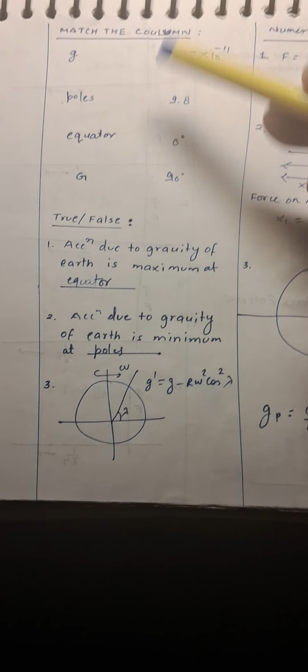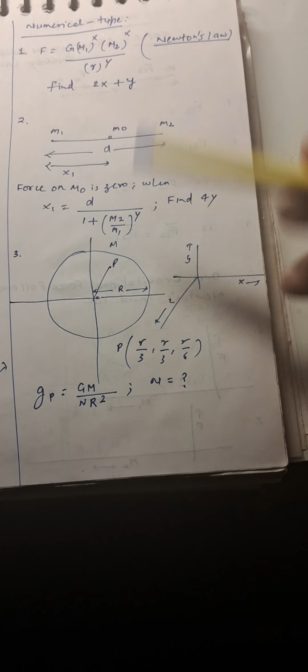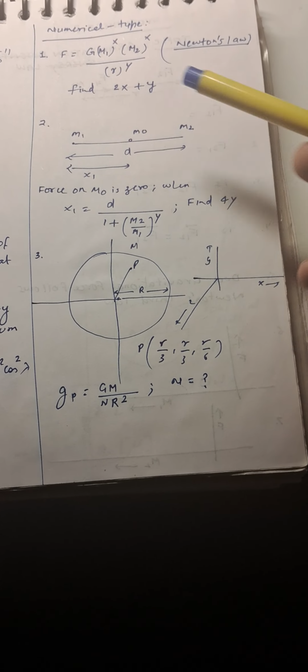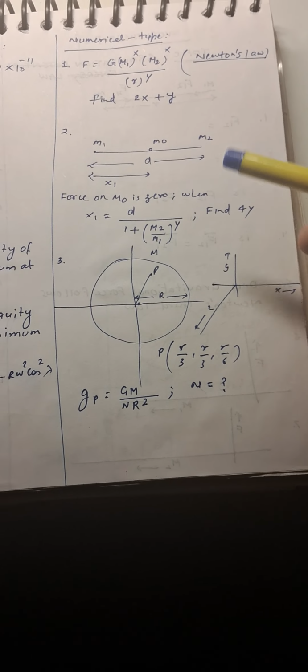So the first question is about the value of capital G, then small g, then the law of gravitation, then problems based on vectors, then match the column questions, then true false statements, then we have numerical type questions. So these are the basic level questions based on gravitation itself. So you should try them out and find the answers.